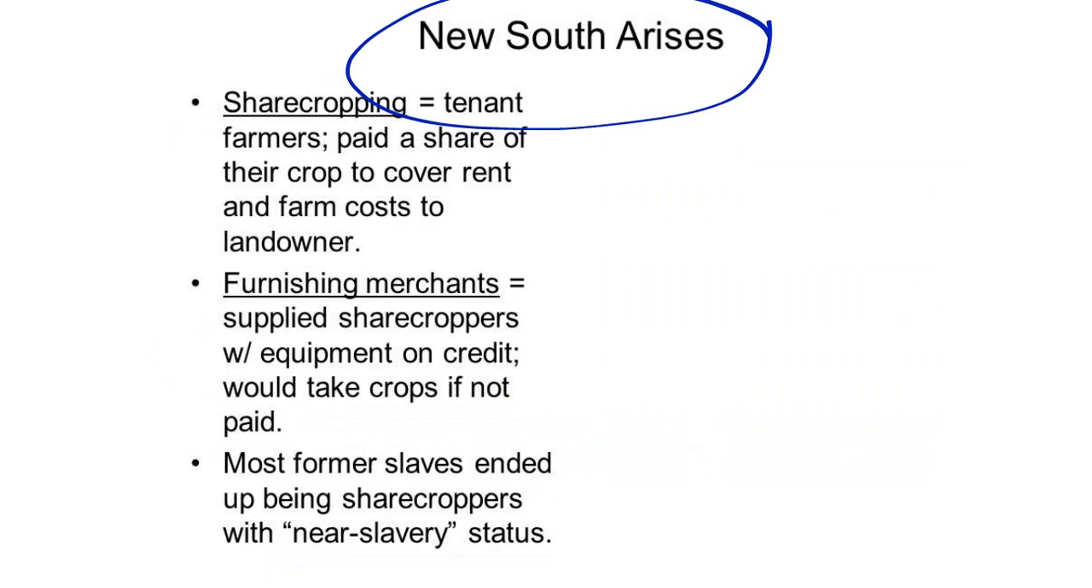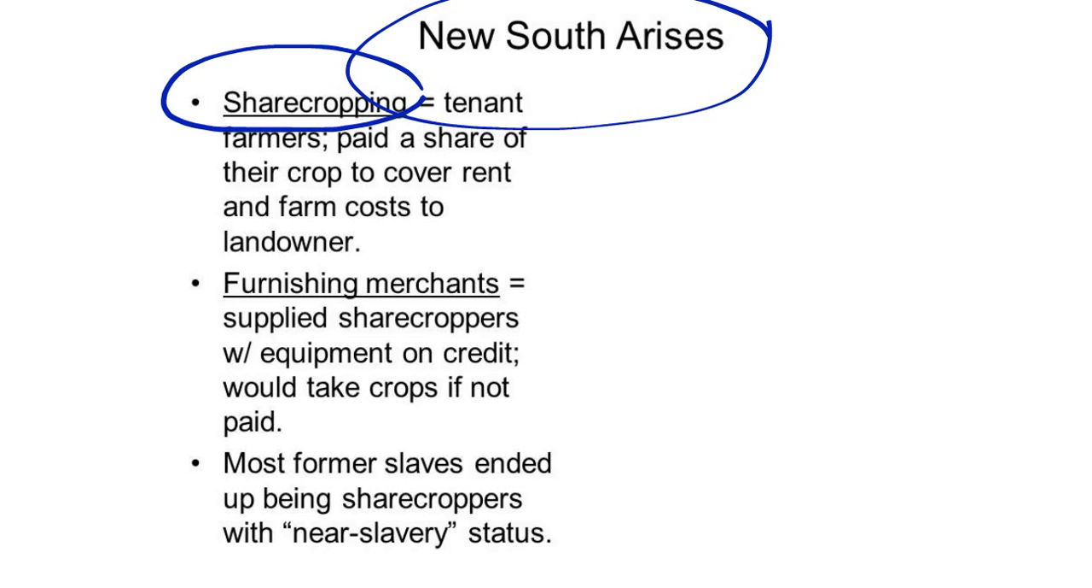So a new South will arise after the Compromise of 1877. The North will pull its Union troops out of the South and leave the Southern governments very much back to their own devices, and so they are in control of their own destinies again. During this time period, sharecropping becomes common.